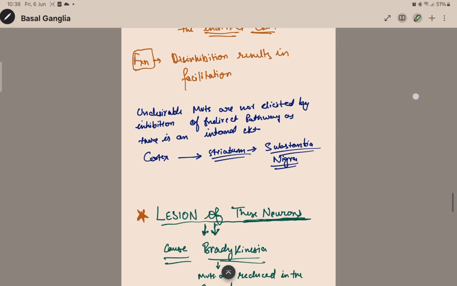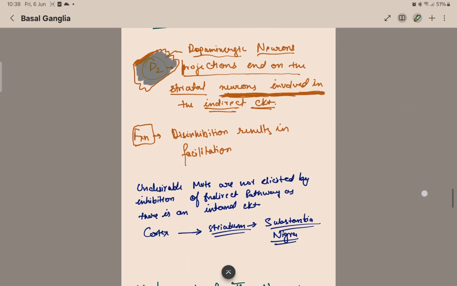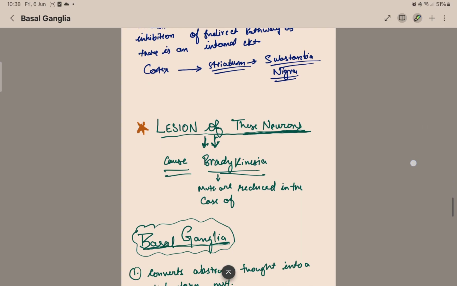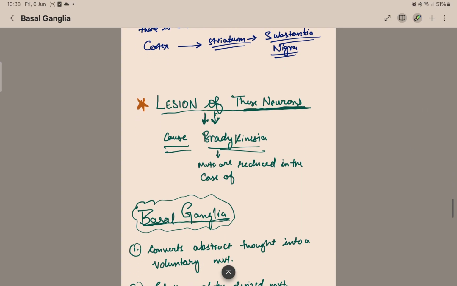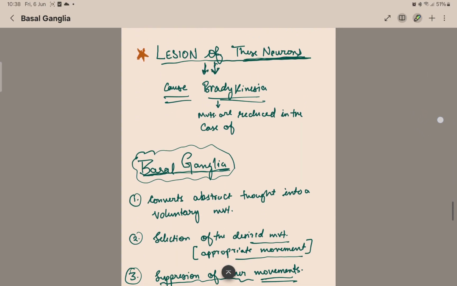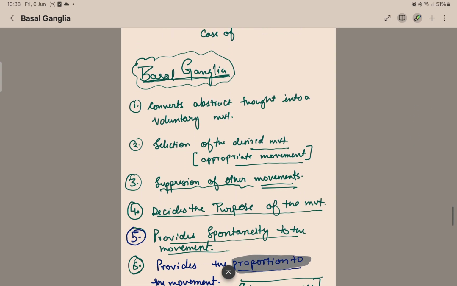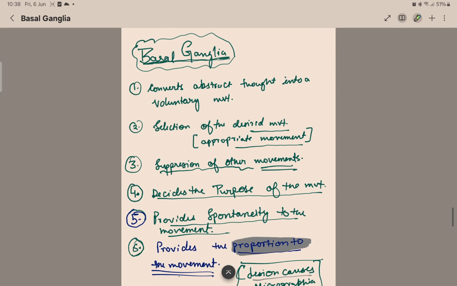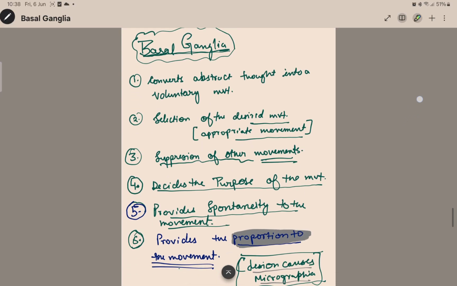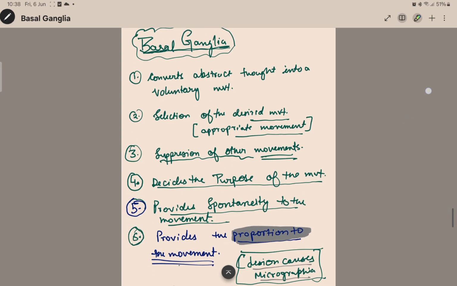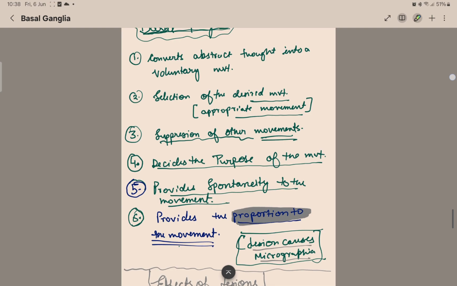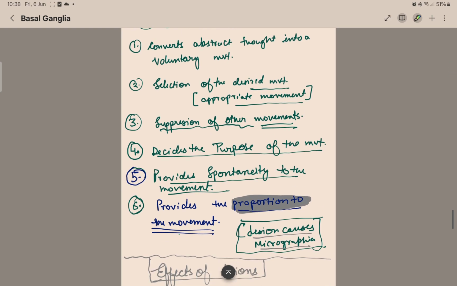If facilitation is not done, it's called bradykinesia. Movements are reduced in case of bradykinesia. Okay, so basal ganglia, let us conclude the functions.